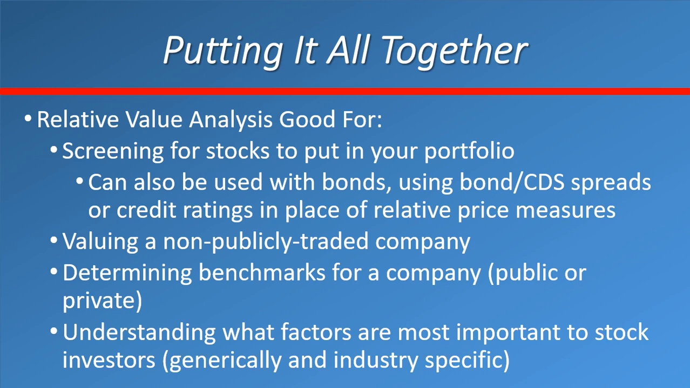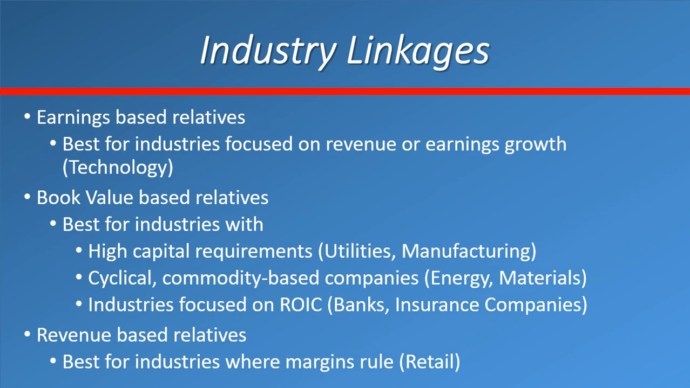So when you bring all that together, it really comes down to understanding which numerator and denominator to use, and make sure you're comparing price relatives to things that are after interest expense, enterprise value relatives to items that are before interest expense, so you don't mix and match your ratios. And then you want to make sure you're using a ratio that is particularly important to the industry that you're looking at. When to use earnings-based relatives, when to use book value-based relatives, and when you use revenue-based relatives.